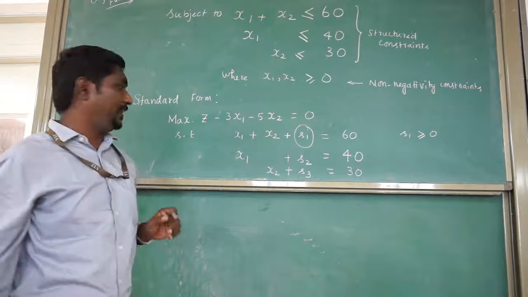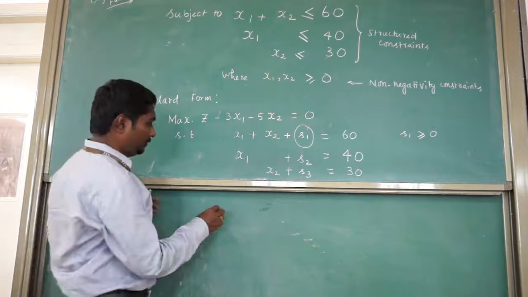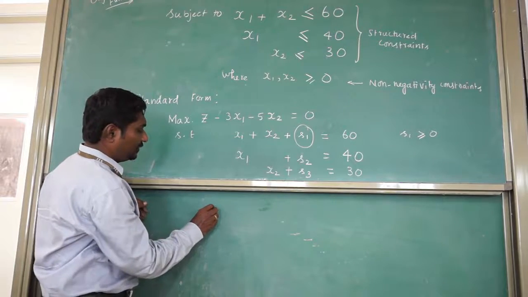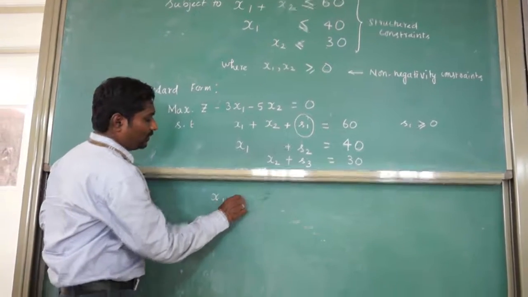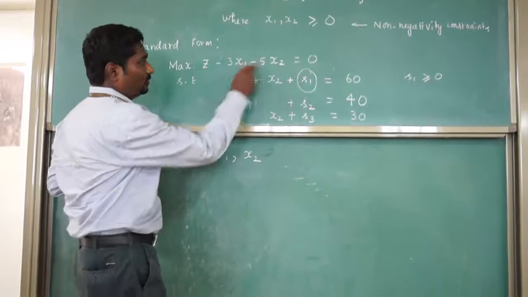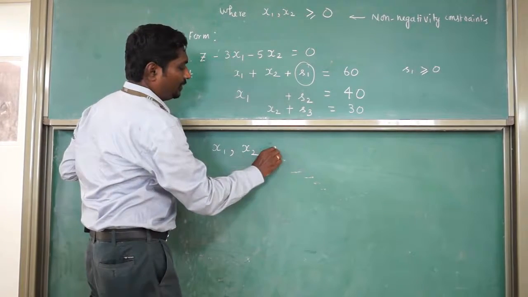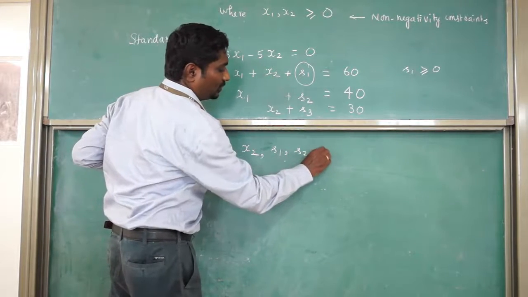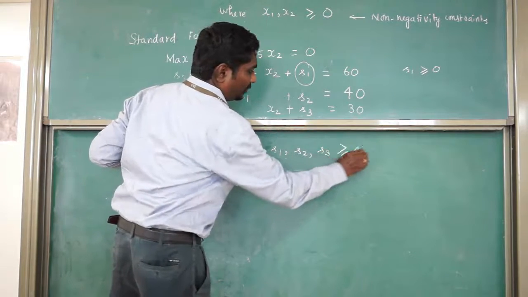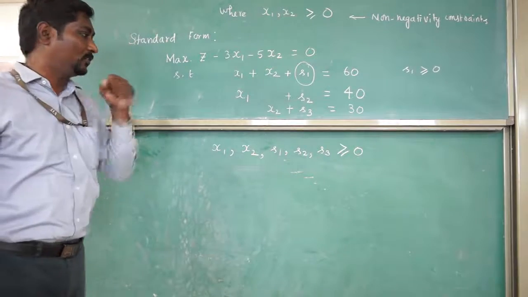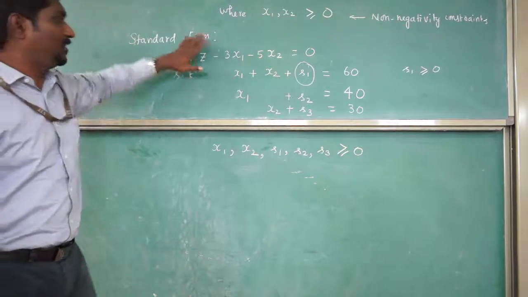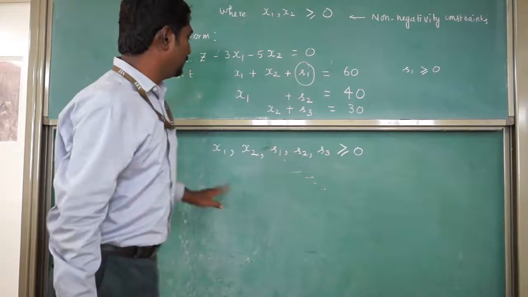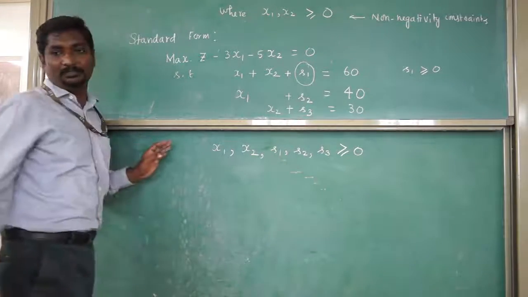So this is the standard form of the given problem, and for this case you have to write the non-negativity constraints. The non-negativity constraints are: these two variables x1 and x2, followed by the remaining variables that we have introduced, that is the slack variables s1, s2, s3, are all greater than or equal to 0. This we call the standard form. Once you write this in the standard form, then we will form the initial simplex table.